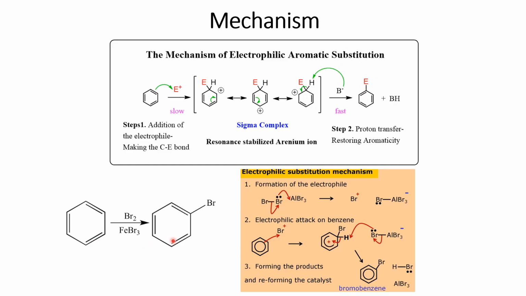So benzene and bromination with Br2 and FeBr3 gives bromobenzene. The electrophilic substitution mechanism is given in the small box. Formation of electrophile, how the electrophile is formed. First the electrophiles are generated, and then the electrophilic attack. Finally the product is formed. The product formed is bromobenzene.